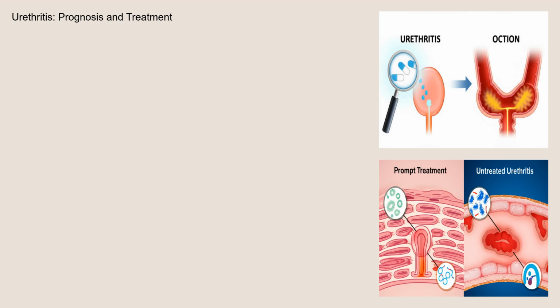The prognosis for urethritis is generally excellent with prompt and appropriate treatment. Antibiotics are usually highly effective in eradicating the infection. However, untreated urethritis can lead to complications, such as the spread of infection to other parts of the reproductive system, potentially causing pelvic inflammatory disease in women and epididymitis in men.